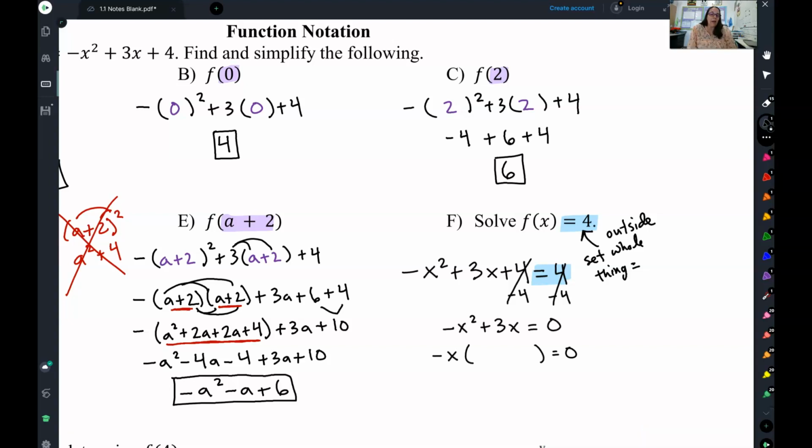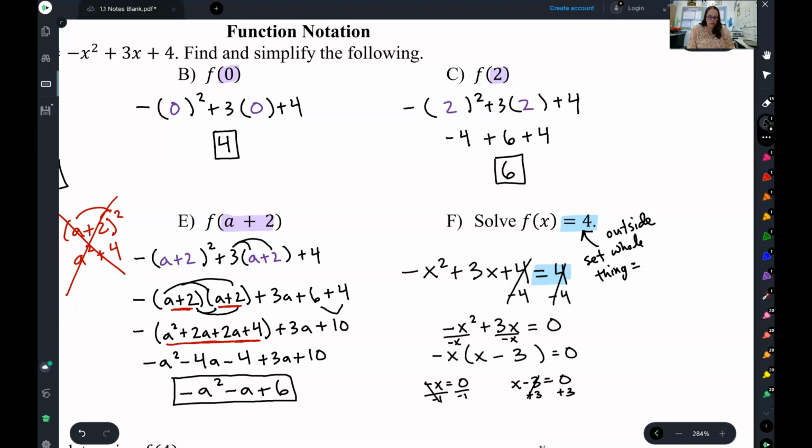Now, when I say negative x, I mean divide by negative x. So here, negative x squared divided by negative x is a single x left. 3x divided by negative x is a negative 3. Now that I have that all factored out and it is equal to 0, I can set both parts equal to 0. If this is all a little foreign to you, don't worry too much. We are going to spend more time on solving quadratics in a little bit. So I set them both equal to 0, solve them. Here's my answer.